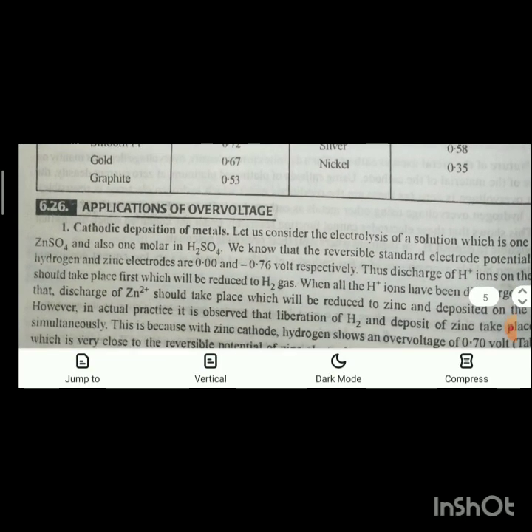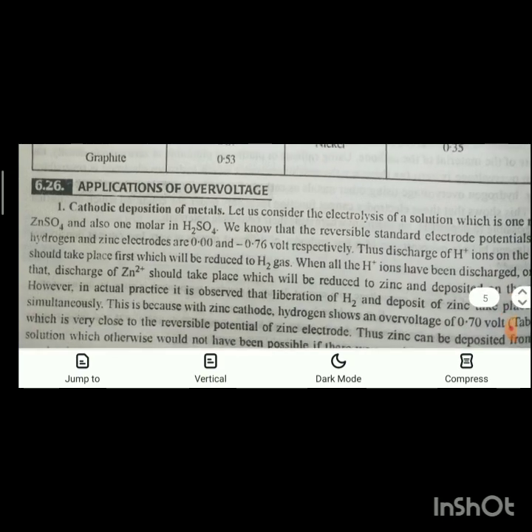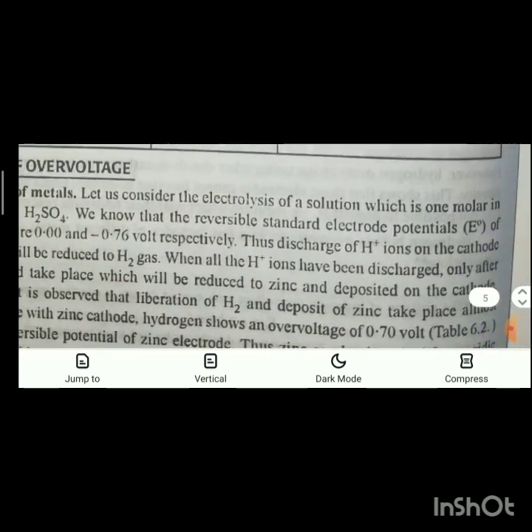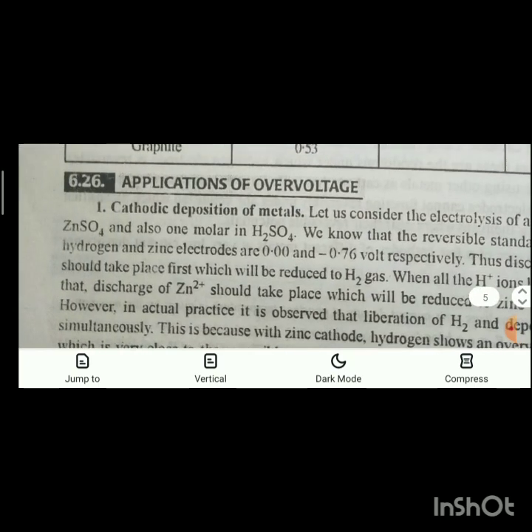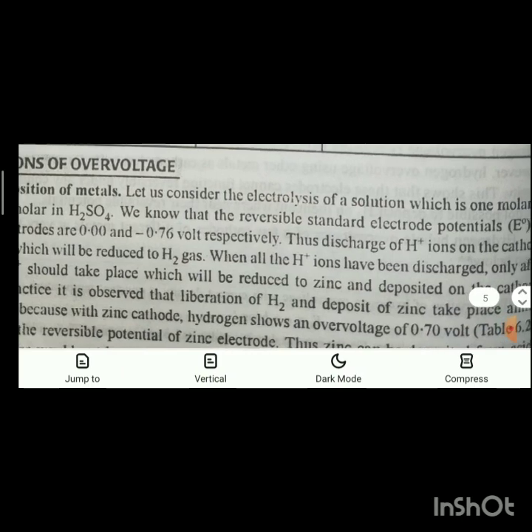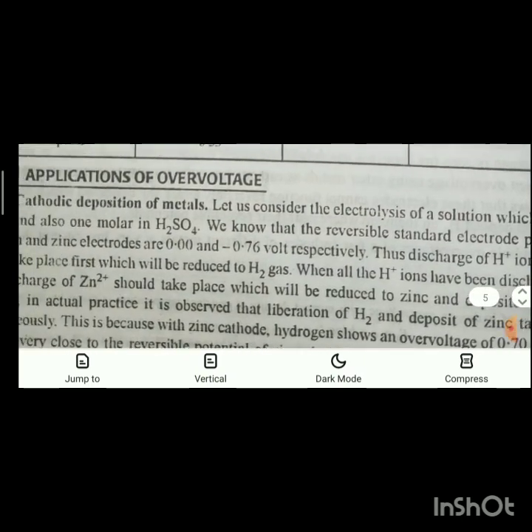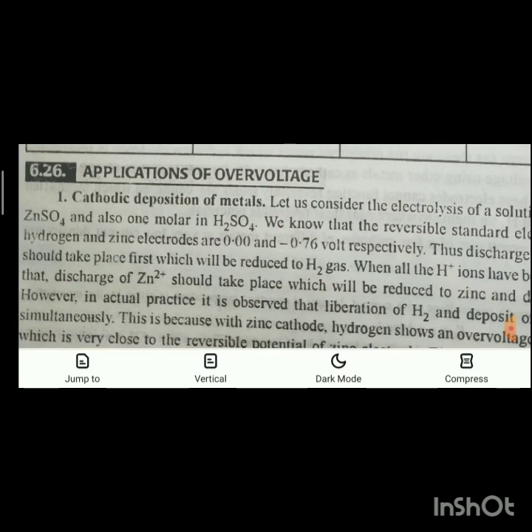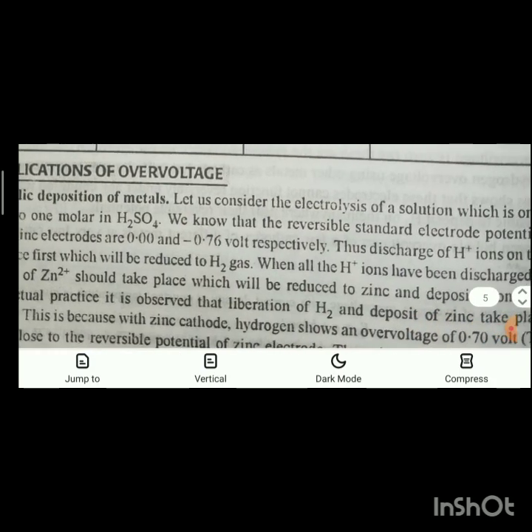Applications of overvoltage. Number 1. Cathodic deposition of metal. Let us consider the electrolysis of a solution which is 1 molar in zinc sulfate and also 1 molar in sulfuric acid. We know that the reversible standard electrode potentials E0 of hydrogen and zinc electrodes are 0.0 and minus 0.76 volt respectively.